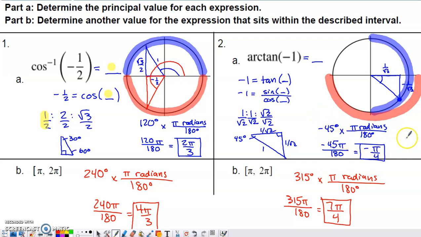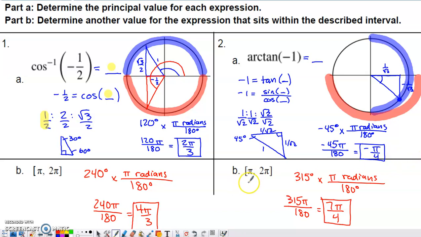Did the same sort of conversion that we've already talked about a couple times. Multiply by pi over 180. The degrees cancel. Reduce that fraction. Divide by 45. You get a 1 in the numerator. Divide by 45. You get a 4 in the denominator. So the principal value answer for arctangent of negative 1 is negative pi by 4.